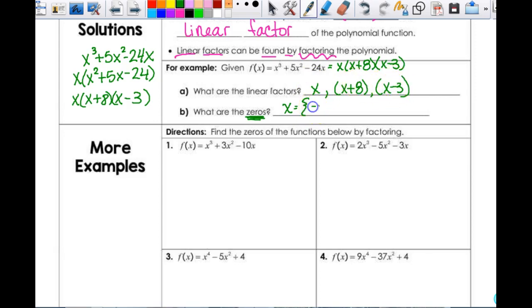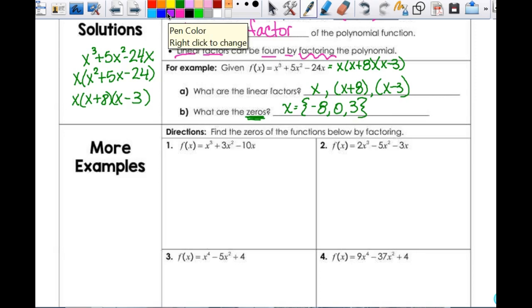So to put them in order, we've got negative 8, 0, and 3. There are my zeros. Zeros is a different answer than x-intercepts. Yes, they're representing the same thing, but you answer the question differently. All right, so we're supposed to find the zeros of the functions below by factoring.